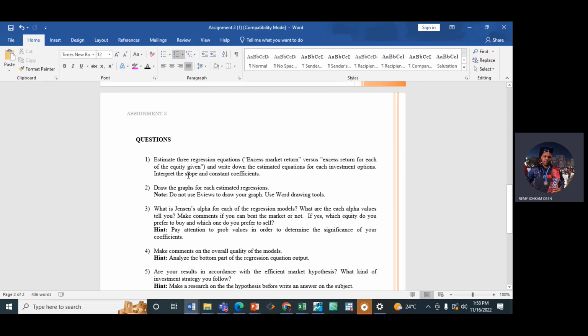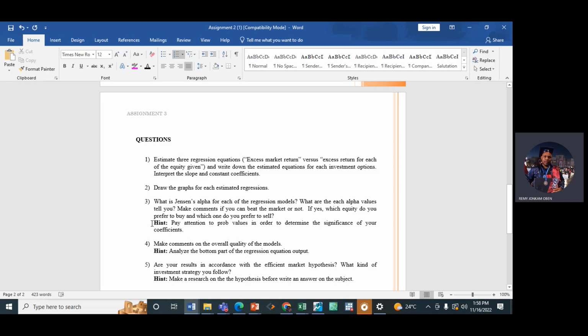You know that the slope is telling you about the systematic risk of the stock, and you should check the significance: beta equal to 1, beta different from 1. The constant is telling you Jensen's alpha, whether there is underpricing or overpricing, whether the market is efficient or not. I will delete this. Do not use EViews. You should use EViews.